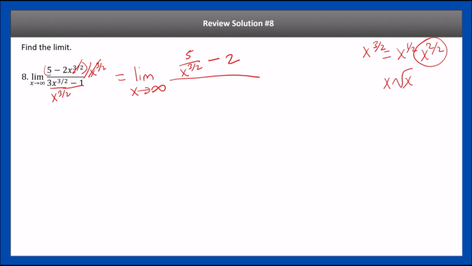Again, note that the degree of the numerator is 3 halves. The degree of the denominator is 3. So really the answer should be negative 2 over 3 if you wanted to shortcut it. But let's find out what it is. These cancel, leaving you with 3. You get 1 over x to the 3 halves. If I plug in infinity here, this goes away. If I plug in infinity here, that goes away, leaving me with what I just told you, negative 2 over 3.